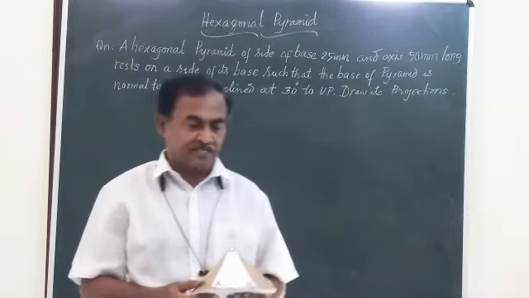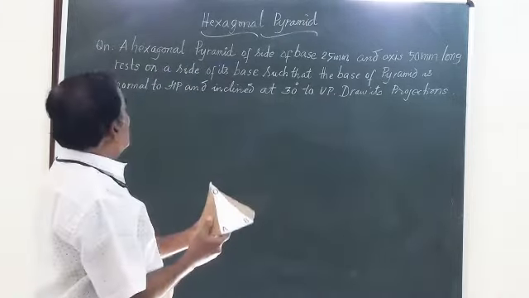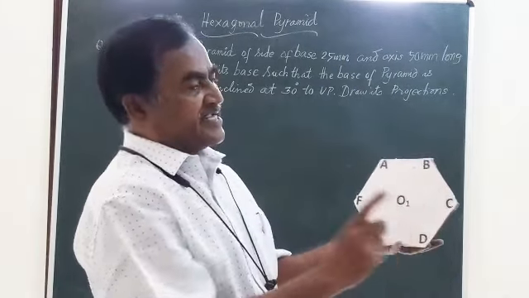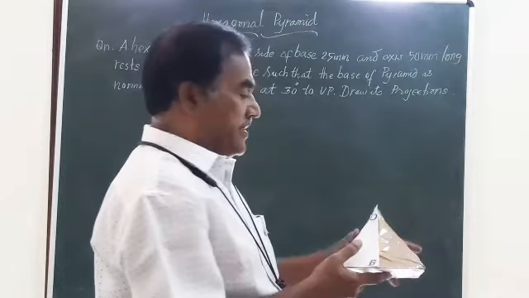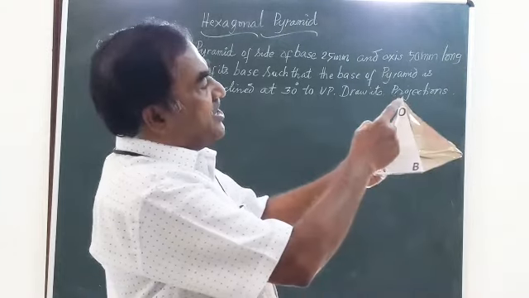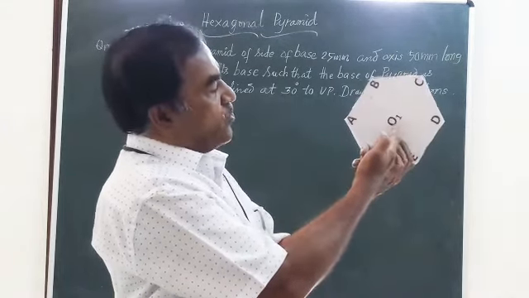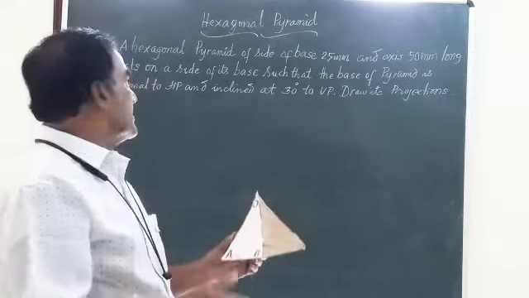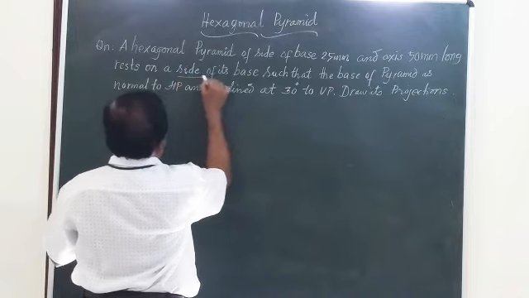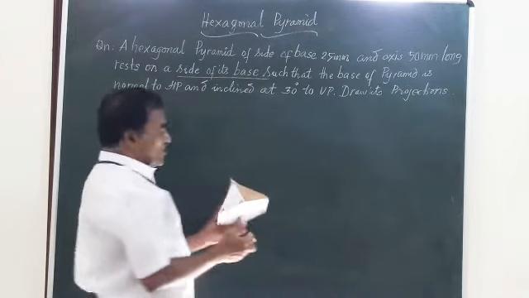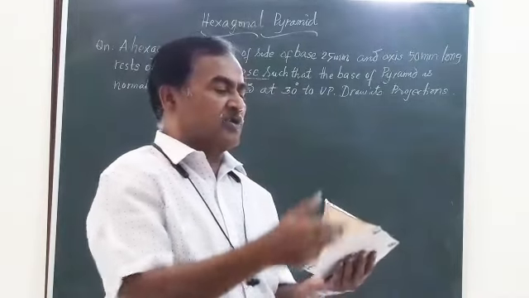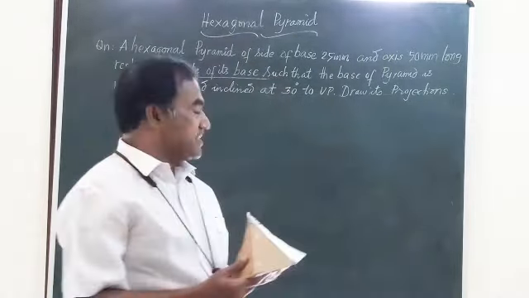Draw its projections. Friends, the hexagonal pyramid we have got has all these sides A B, B C, C D, etc. each measuring 25 mm, and the height of the solid or the axis length, measured from vertex to the center of the base O1, is 50 mm. And it says it rests on a side of its base on HP. So which is the side? There are 6 sides. You can make it rest on any one of these 6 sides on HP.